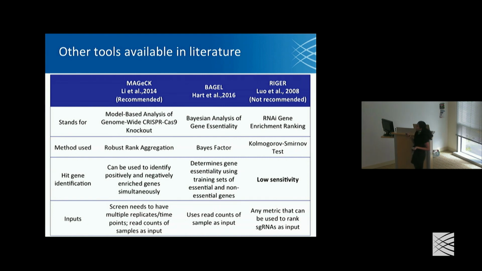And the third one mentioned here is RIGER, which stands for RNAi Gene Enrichment Ranking. So we definitely don't recommend using this for analyzing CRISPR screens. This uses the KS test, and it has a low sensitivity in identification of gene hits. But if you still decide to use it, then you can use any metric that can be used to rank guide RNAs as input.